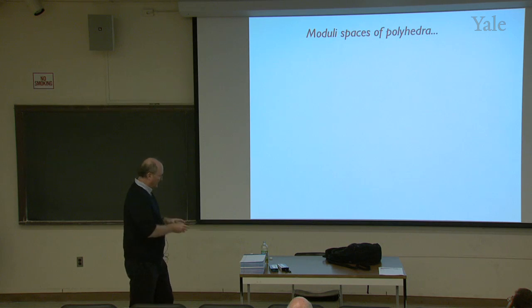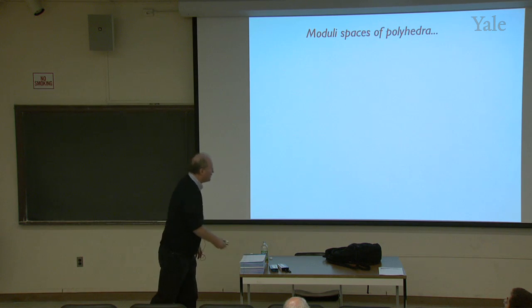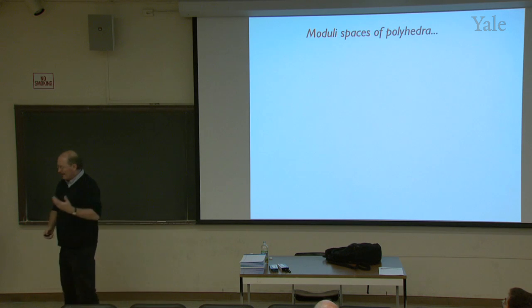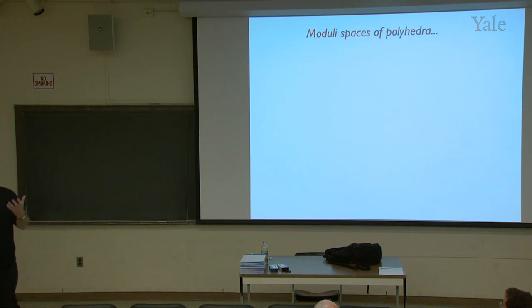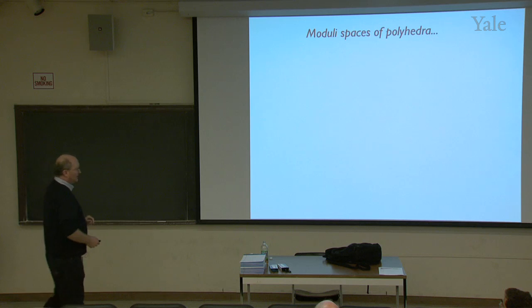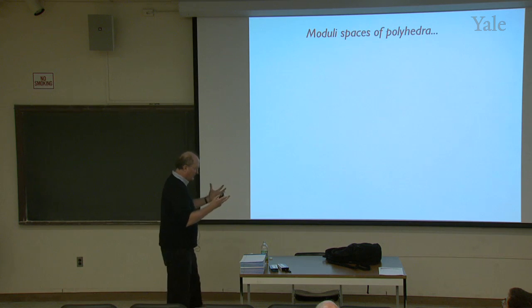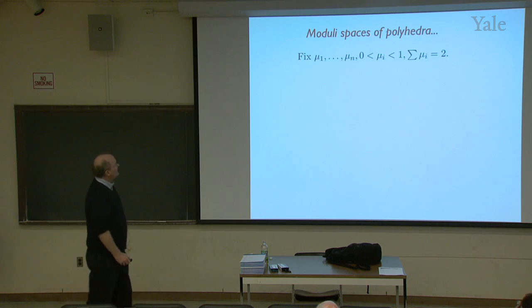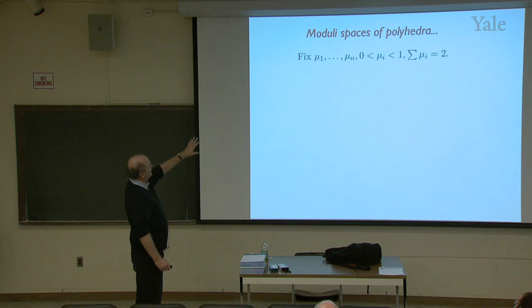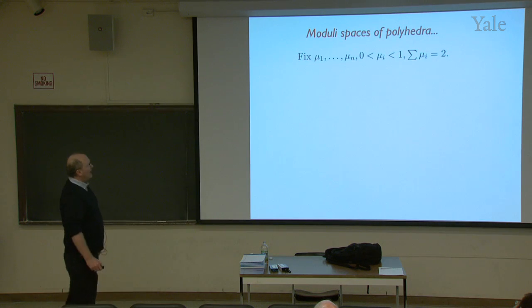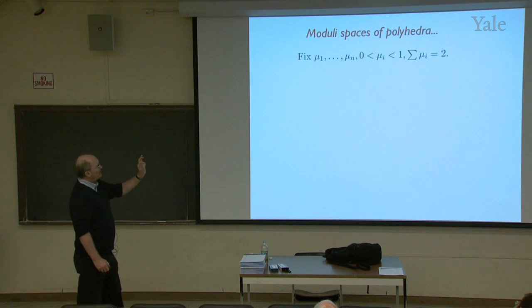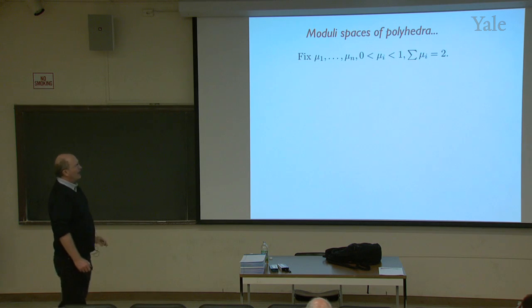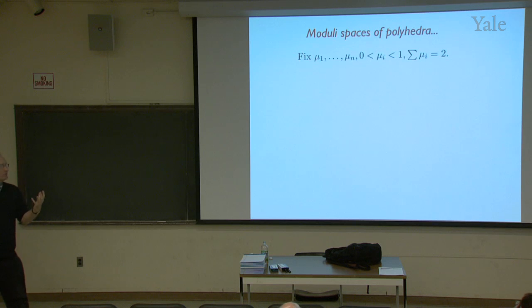OK, so now let me continue and discuss a way of thinking about the moduli space of n points on the sphere. So suppose you're just given n points on the sphere. What kind of geometry might underlie this configuration? So here's a beautiful idea. Let's add more data to the picture. So we're going to fix some weights on our n points. The weights will be between 0 and 1, and the sum of the weights will be 2.